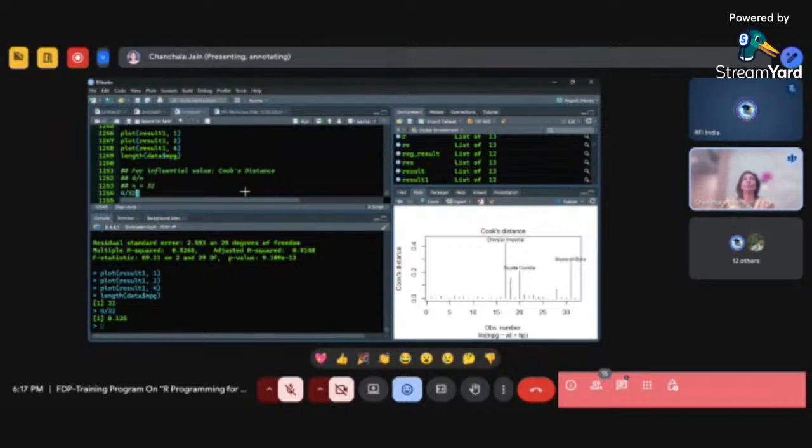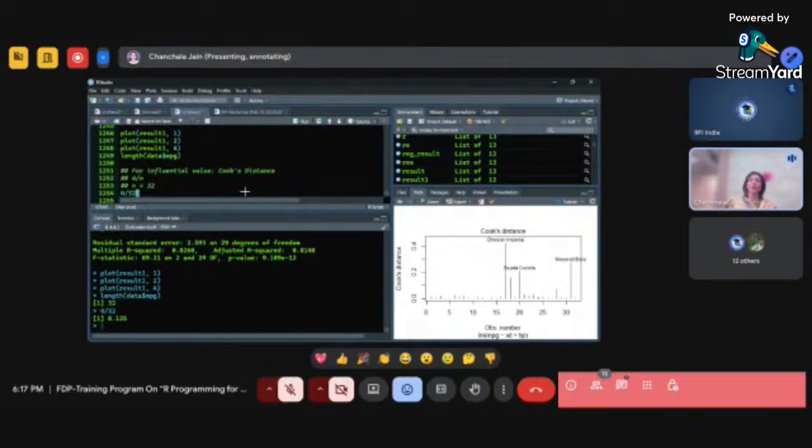Then we have talked about ANOVA, that is, analysis of variance. I told you it is an extension of the independent samples t-test, because in the independent samples t-test we can only see the significant difference between two categories. But when you have more than two categories and you want to compare the means of all categories, you will go for ANOVA.